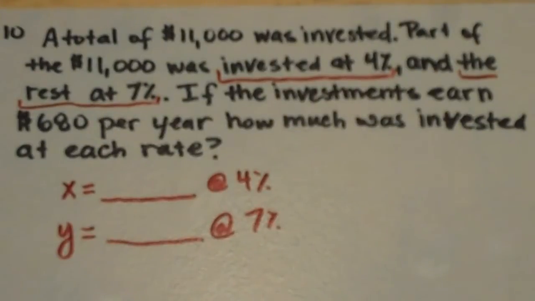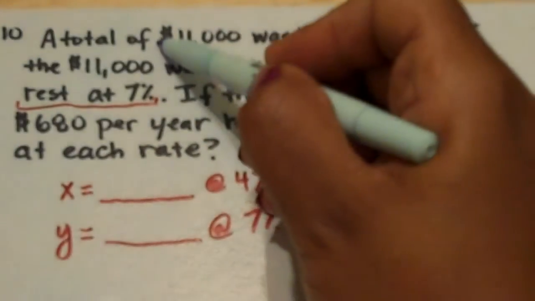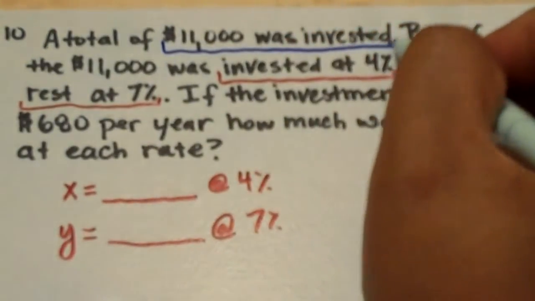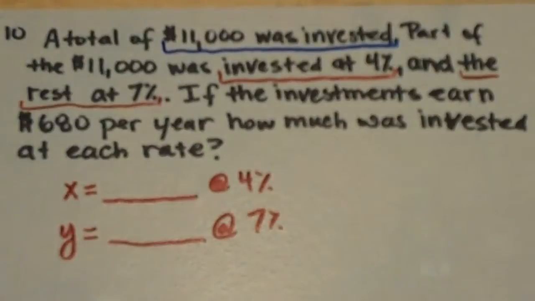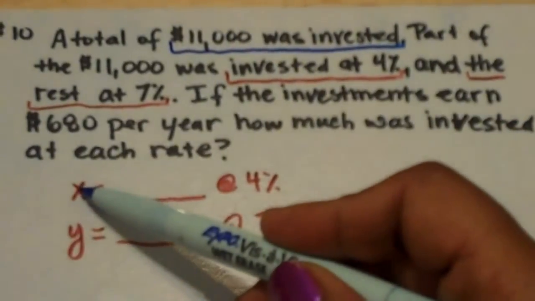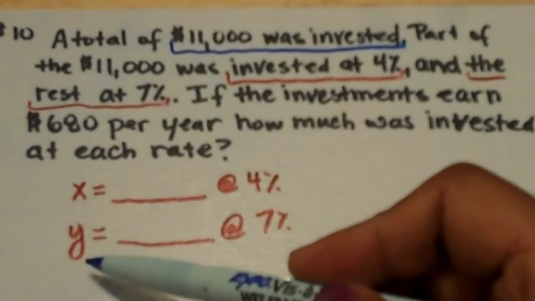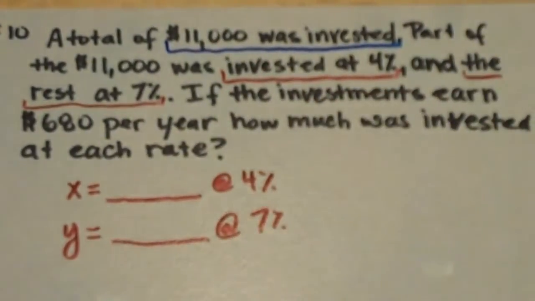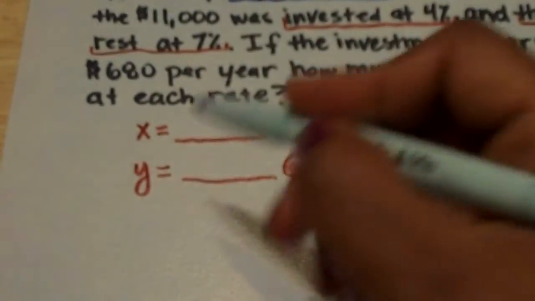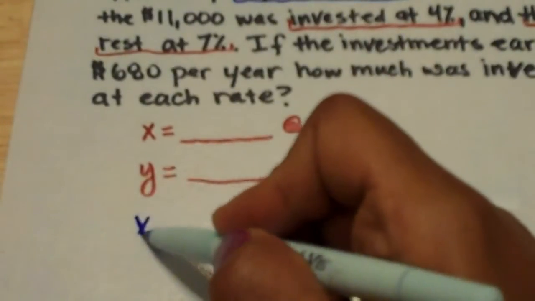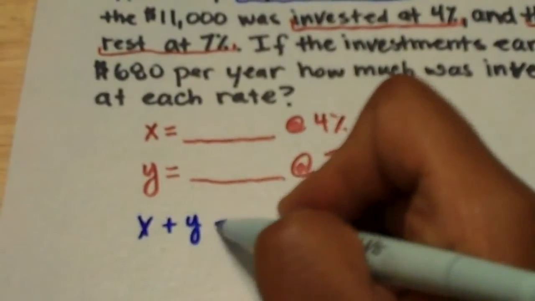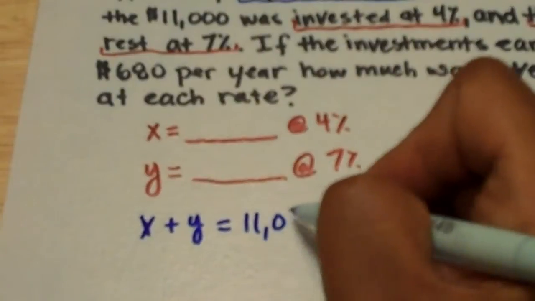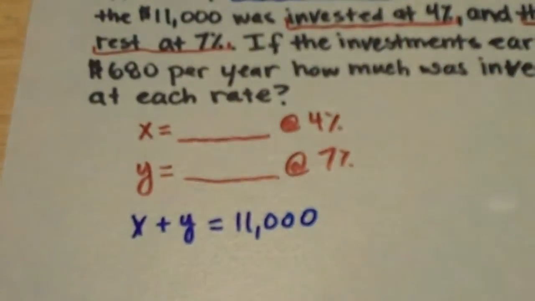So it says a total of $11,000 was invested. So if a total of $11,000 was invested, that means when you add whatever is invested from X to whatever is invested from Y, it's going to equal $11,000. So that brings us to our first equation. So we have X plus Y is equal to $11,000.